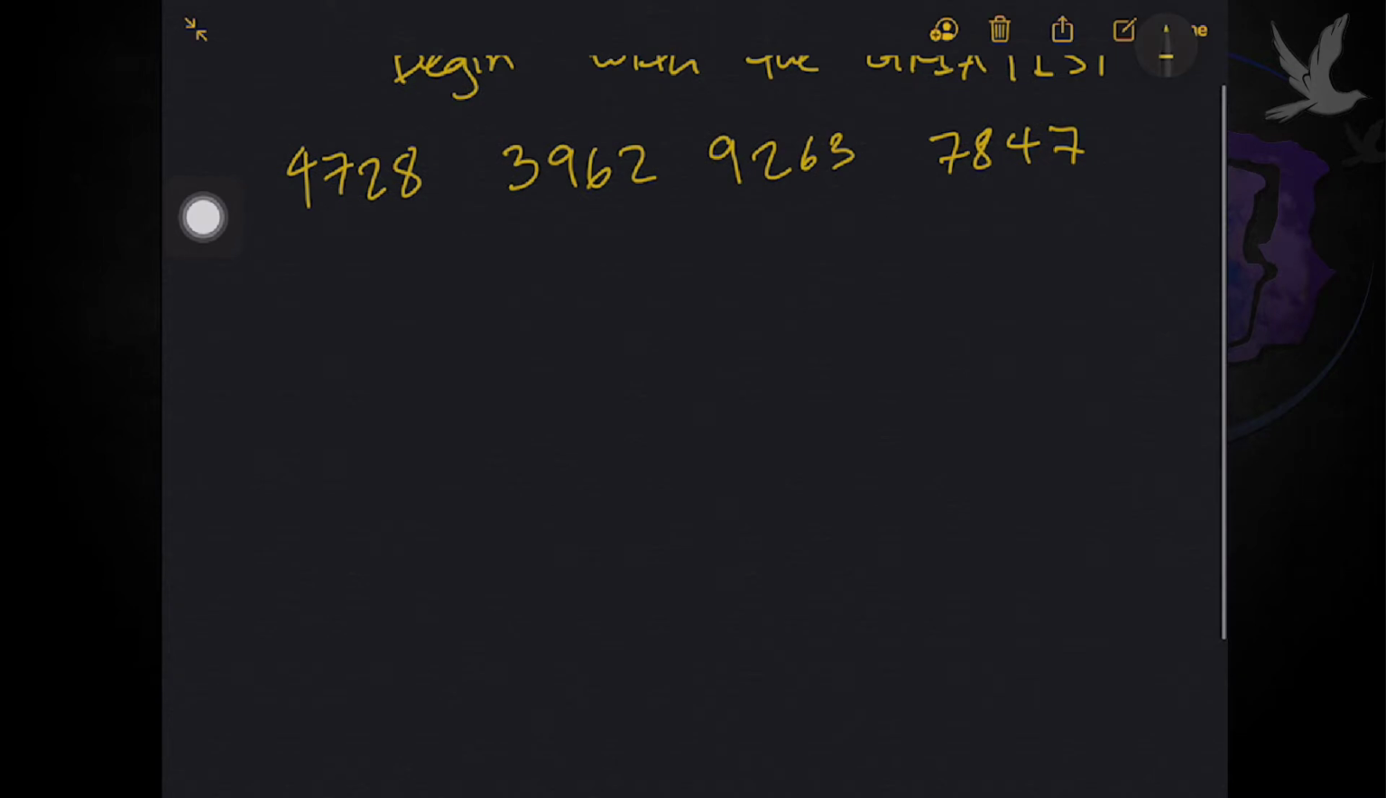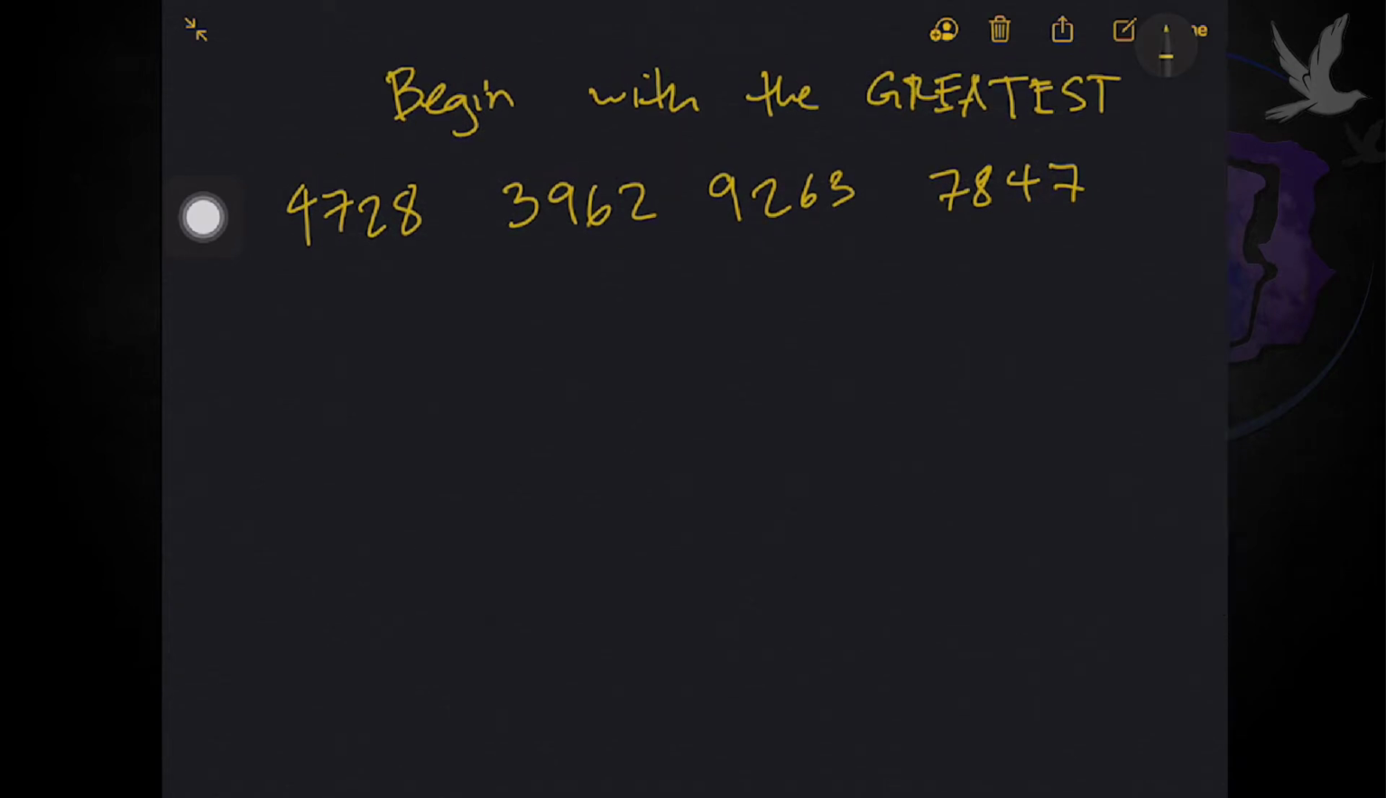Okay. When you say greatest, ibig sabihin you're going to start with the biggest number. And when you start with the biggest number, this order is called descending order. Descending order means that you're going to start with the biggest value, ending with the smallest given value.